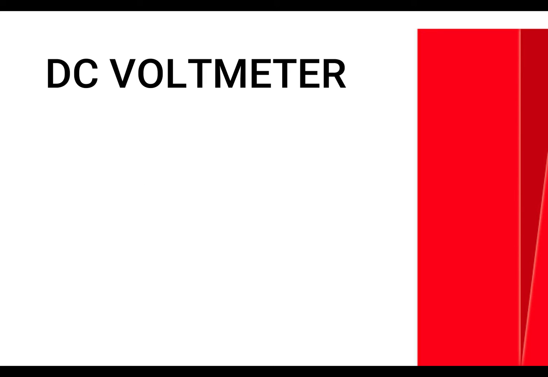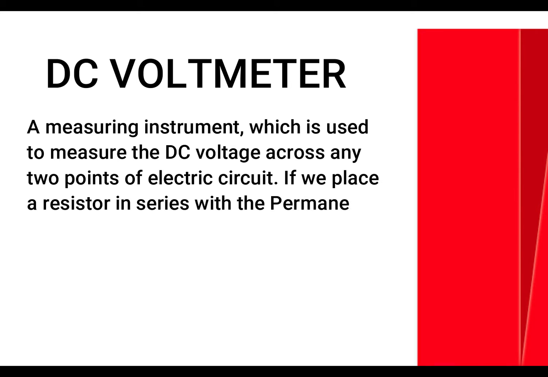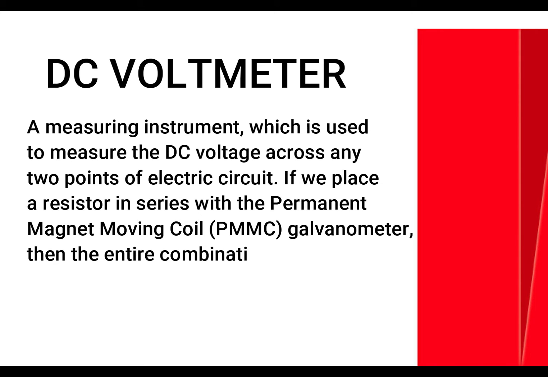DC voltmeter. DC voltmeter is a measuring instrument which is used to measure the DC voltage across any 2 points of an electrical circuit.